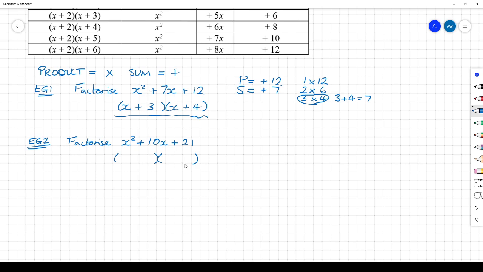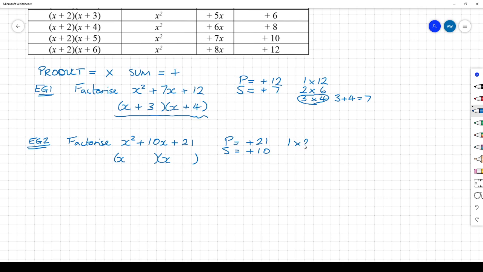Two brackets. I know there's got to be an x in front, because x times x gives me the x squared. Now I've just got to work out the two numbers. And what do I know about the two numbers? I know their product will give me the constant term, which is plus 21. And I know the sum of those two numbers, when I add them up, I'll get plus 10. Okay, let's look at all the numbers that multiply to equal 21. So all the pairs of numbers, the factor pairs of 21.